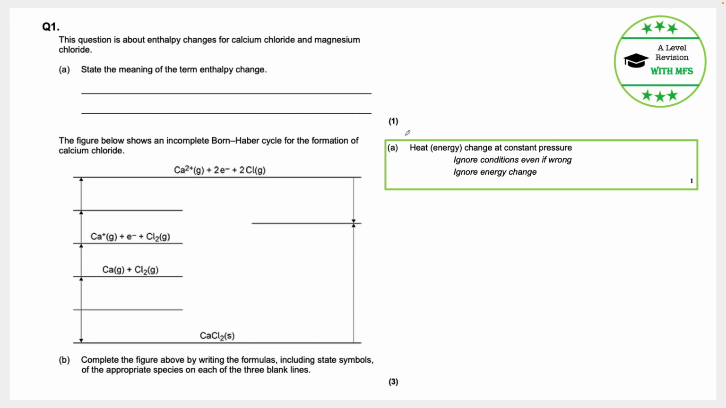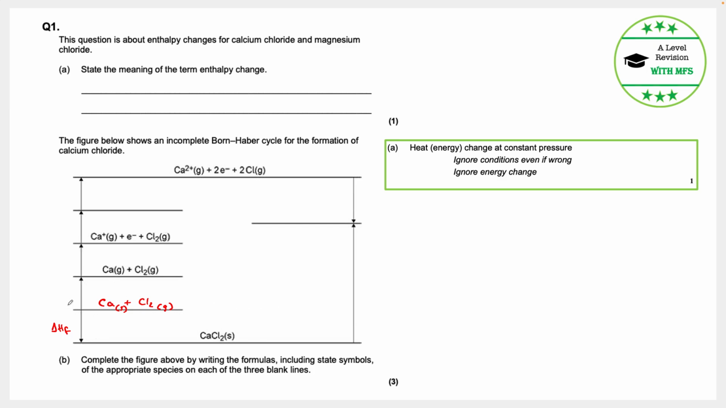Now, calcium chloride. First of all, how is calcium chloride formed? So we've got calcium and we're going to add Cl2. Now Cl2 is a gas and calcium is a solid. So that's what's really happening here. Calcium is reacting with chlorine to form calcium chloride. Okay, and this is enthalpy change of formation.